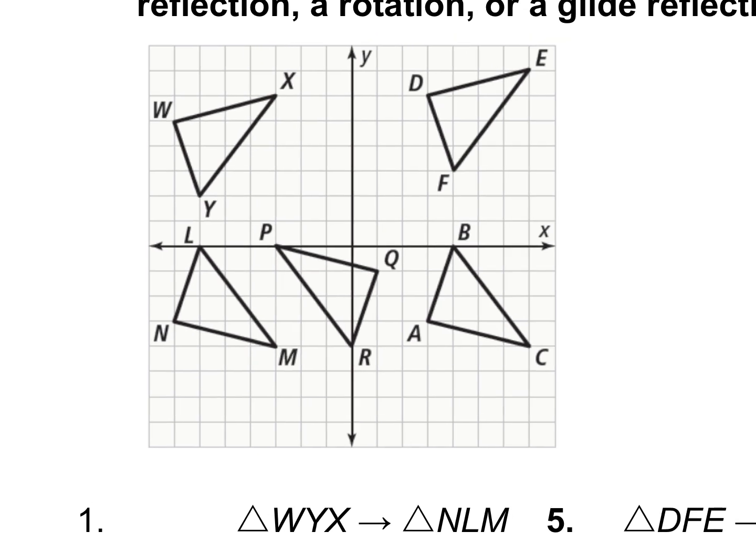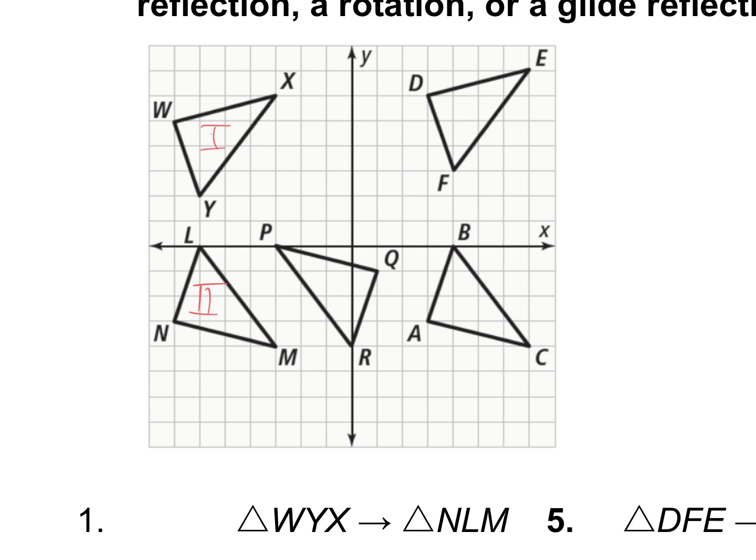Number 4 is going from WXY to NLM. We're just going to go through all the options. Is it a translation? Is it just moving? Nope. Is it a reflection? Reflection means it's just flipping. What is it flipping over? Y equals 1. Good. So number 4 is a reflection.